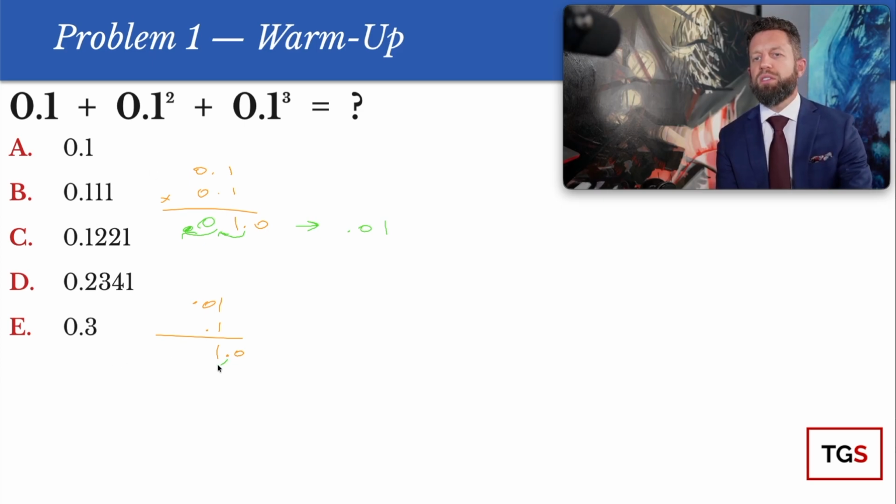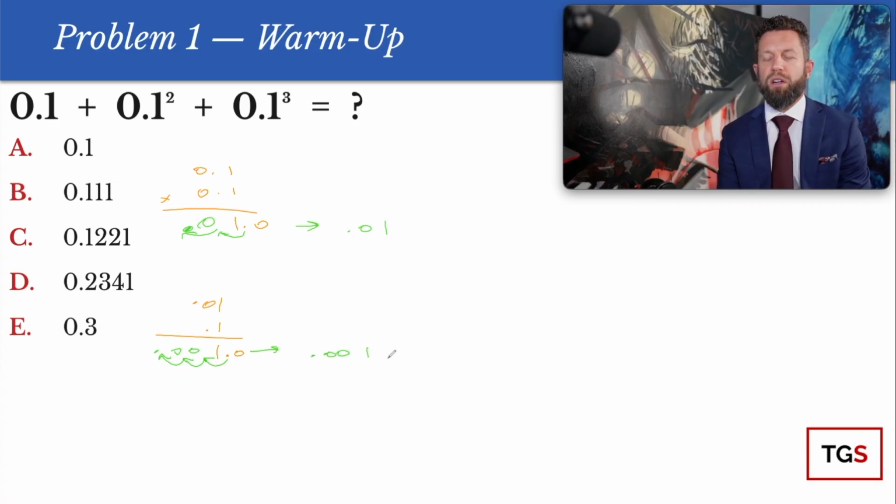And then we shift the decimal place in the result 3 places to the left. So 1.0, I shifted over once, that's 0.1. Shifted over twice, that's 0.01. Shifted over 3 times, that's 0.001. And so now we can rephrase the problem. Okay, so the original question was 0.1 plus 0.1 squared plus 0.1 cubed. Now we've transformed that into 0.1 plus 0.01 plus 0.001.